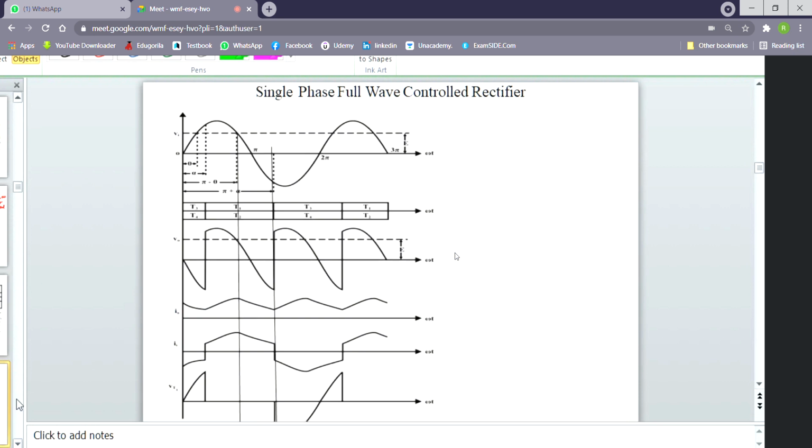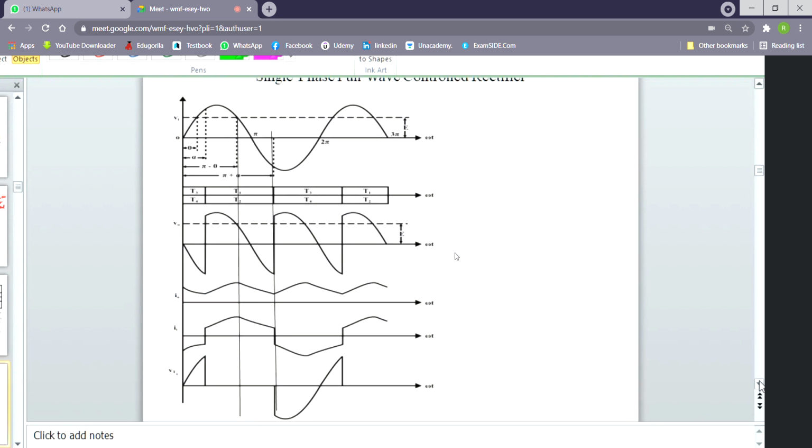So as you can see, this is the typical figure. I hope the figure is visible. Okay, I think the figure is visible. As you can see, this is my supply voltage, and this is the continuous conduction mode.